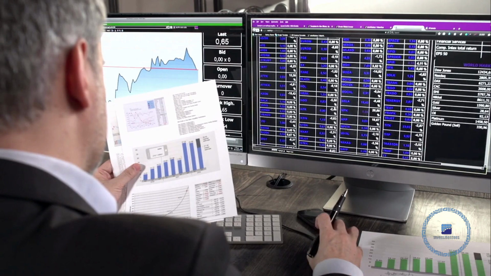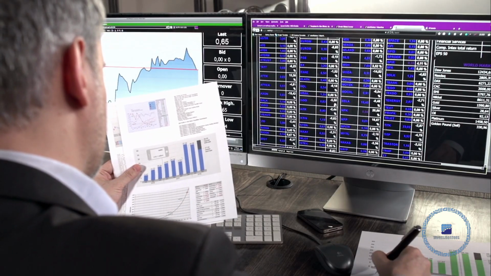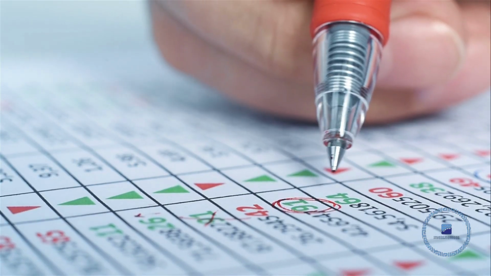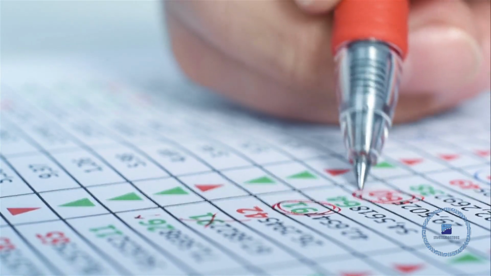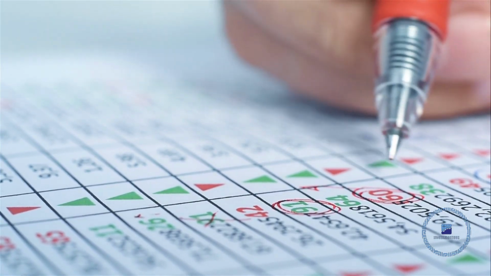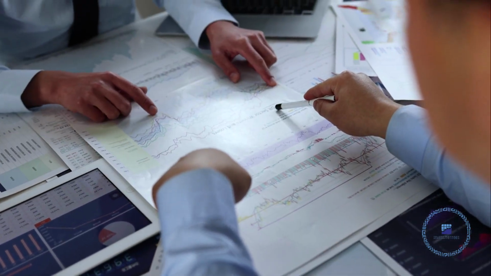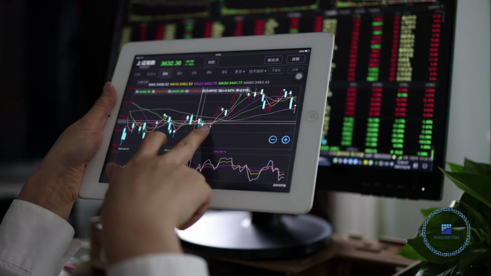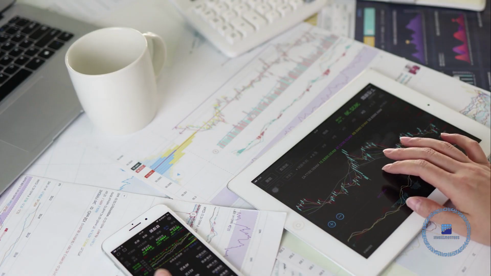You may discover you trade best at market open but perform poorly at midday. You may find your highest accuracy occurs when volatility is rising or when price is near a specific moving average. You may notice certain chart patterns work far better for you than others. This information is priceless because it shows where your true strength lies.